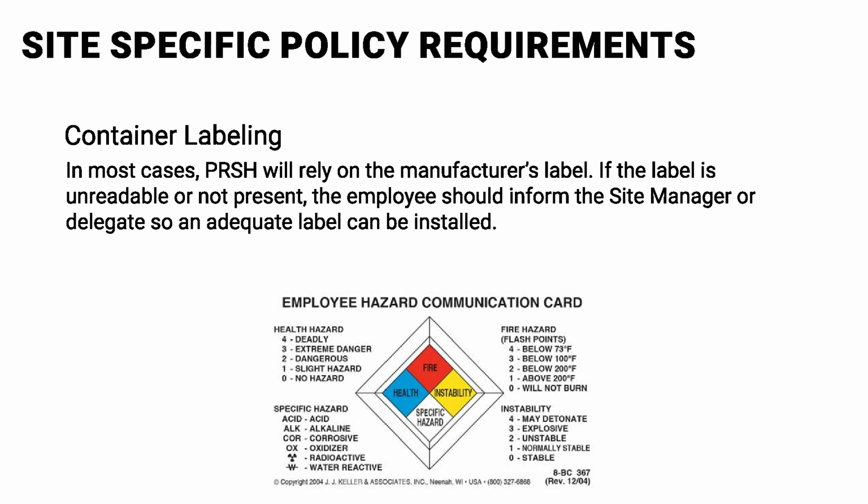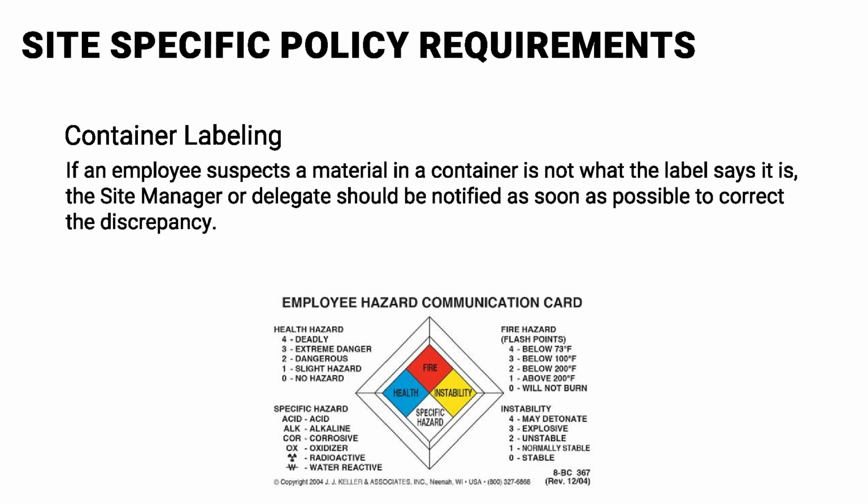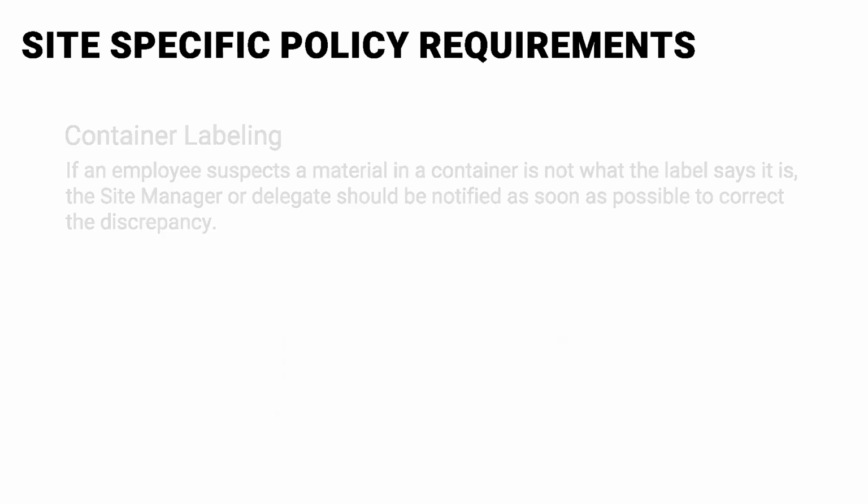If the label is unreadable or not present, the employee should inform the site manager or delegate so an adequate label can be installed. If an employee suspects a material in a container is not what the label says it is, the site manager or delegate should be notified as soon as possible to correct the discrepancy.